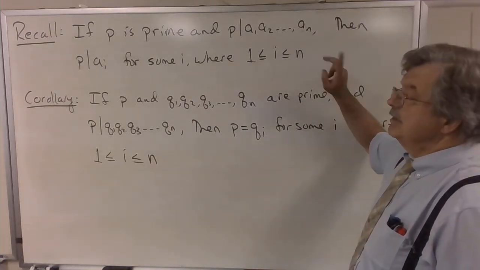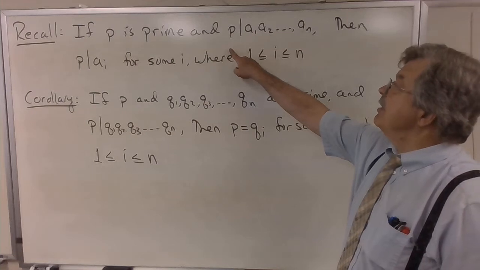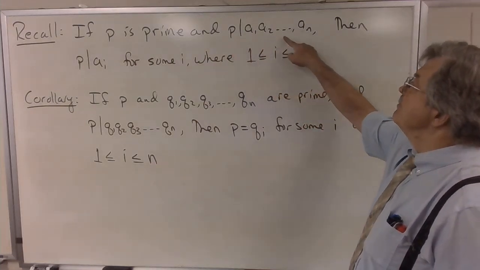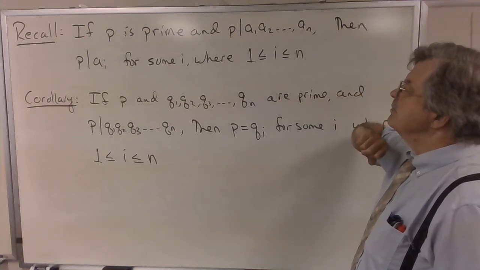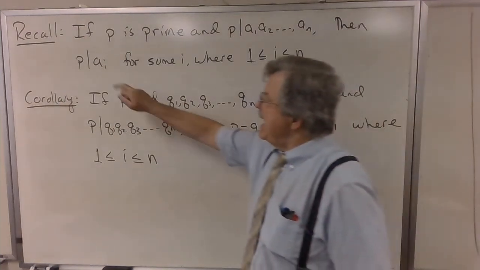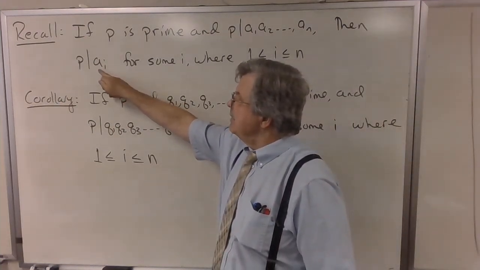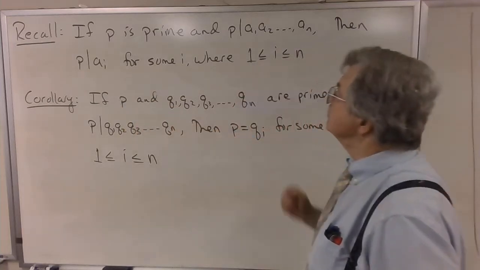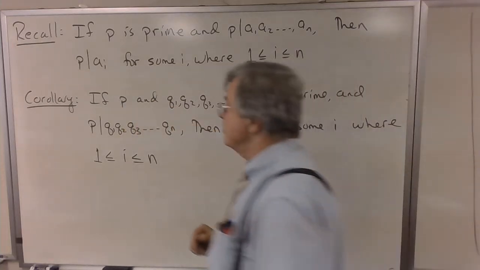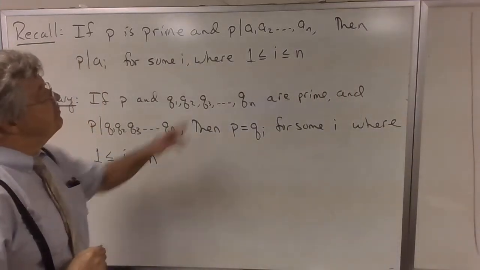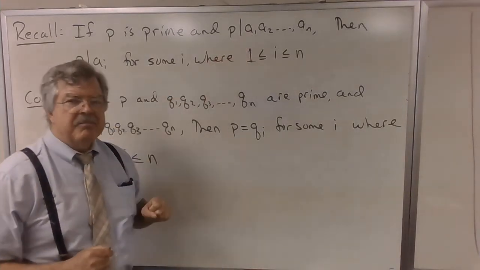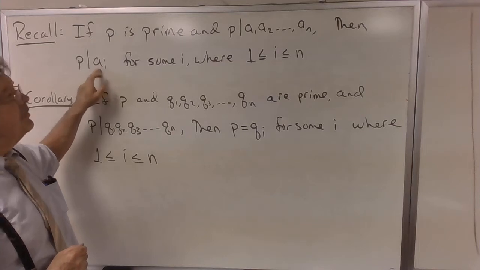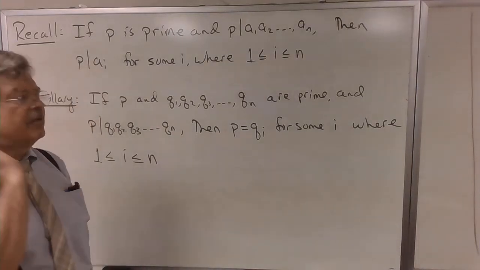We said and we proved: if P is prime and P divides the product of n factors, then P actually has to divide one of those factors. That's what we proved. So if a prime number divides a product, that prime number has to divide one of the factors of that product.